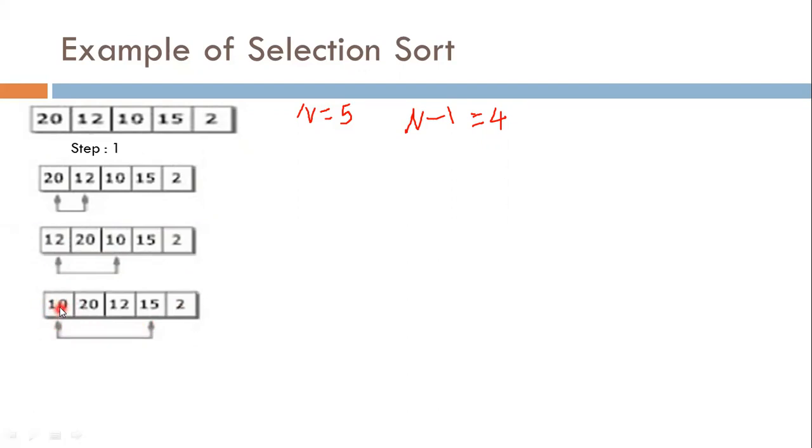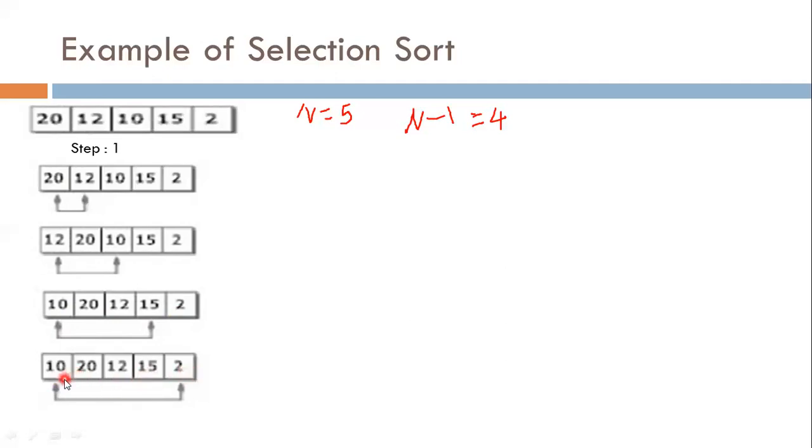Now next, again compare the first element. Now our first element is 10 and the next element is 15. The comparison is made between 10 and 15. Here 10 and 15 are in order, meaning in ascending order. These two elements are already arranged, so no swapping is done for these two elements. In the next step we get the same data: 10, 20, 12, 15 and 2.